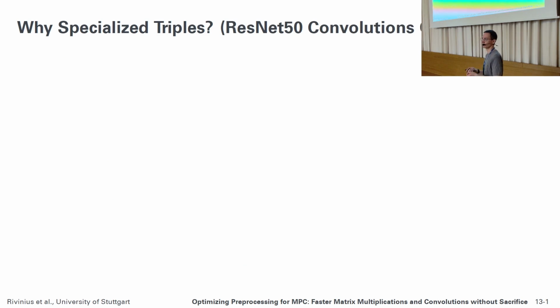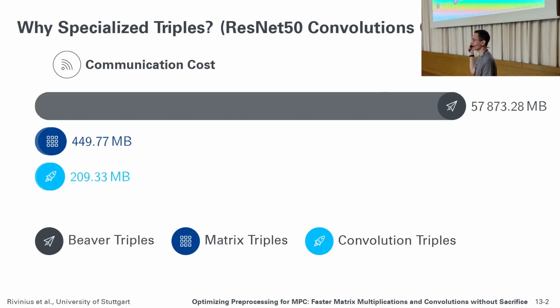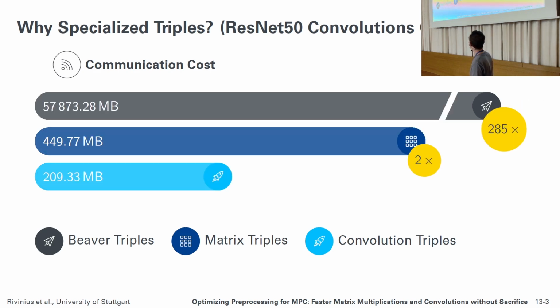And why do you care about these specialized triples in the first place? So here's an example: if you would do all the convolutions in ResNet-50 with normal scalar Beaver triples, you are at almost 60 gigabytes of communication. If you do it with matrix triples, you're at like 4 gigabytes, and with convolution triples like 200 megabytes. So you gain a lot by not doing these individual multiplications with the Beaver triple, and also this redundancy in the matrix that I mentioned at the beginning you avoid if you do the convolution triple.